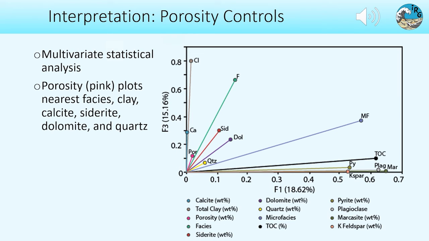This plot shows factors 3 and 1 now. In this case, porosity plots nearest to facies, and then clay, calcium, siderite, dolomite, and quartz. The relationship between facies and porosity seems to be largely explained by mineralogy, with trends in mineralogy per facies matching trends in porosity per facies. In both this plot and the one on the previous slide, microfacies plots fairly far away from porosity, reflecting probably that the microfacies classification scheme used here is largely dependent on sedimentary fabric rather than just composition.